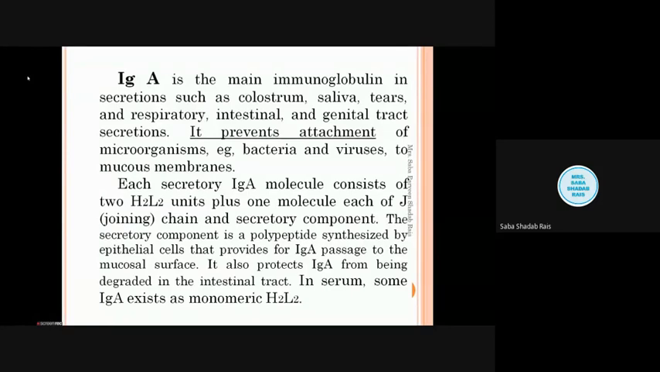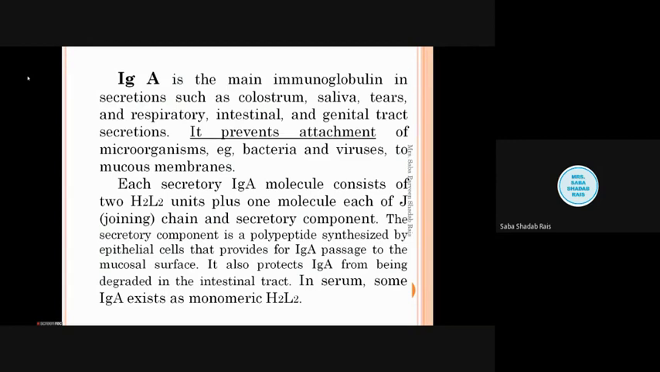That means it will not let anything in. Why is it present in the secretions? Because they are all openings. You will find that usually the membrane is covered with mucus. Why is it so? Because the mucus contains lots of IgA. So this IgA has a very important role: it cannot allow attachment of any microorganism to that mucous membrane.